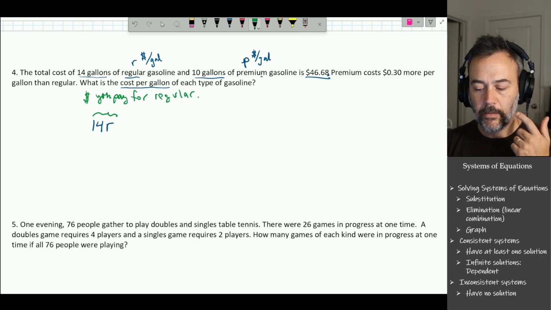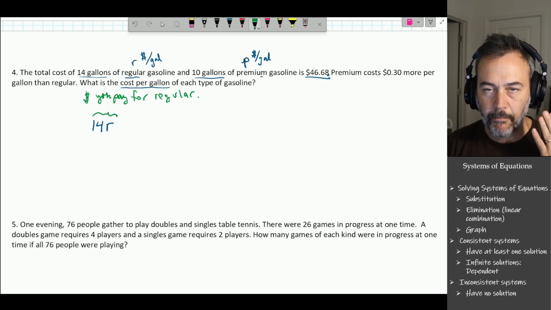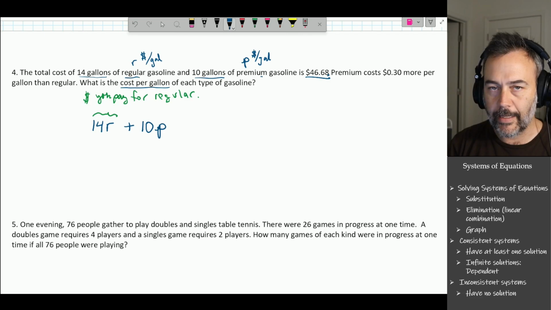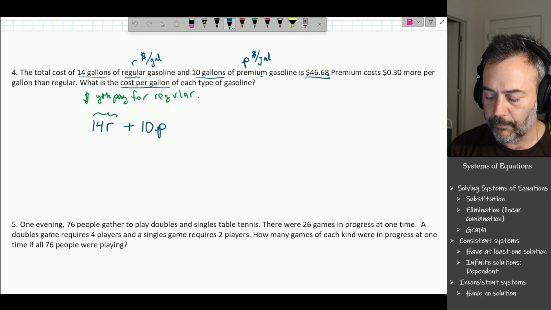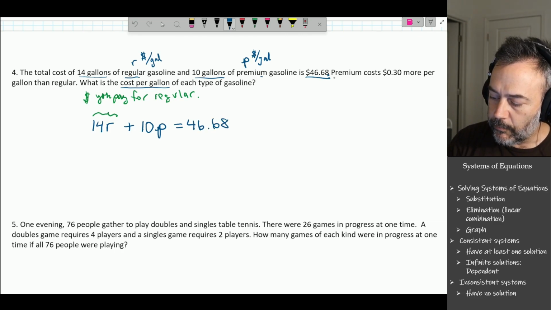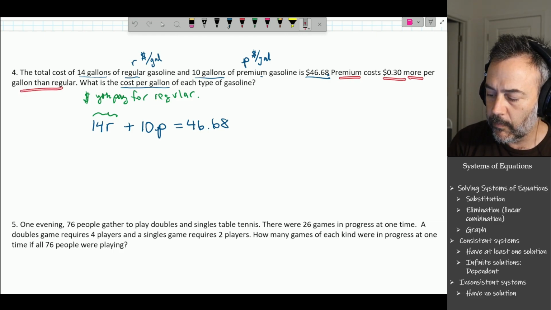14 gallons times R, dollars per gallon, is the amount of money that it will cost you. And we can do the same thing for premium, and that would be 10 gallons of premium at the rate of P dollars per gallon. And that gives you the amount you paid for premium. And we know that this total, the amount for regular and the amount for premium, added up to $46.68.